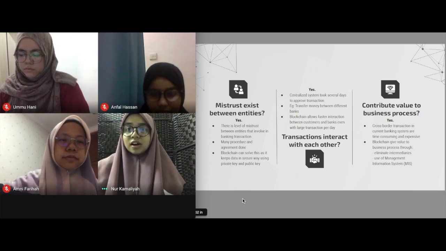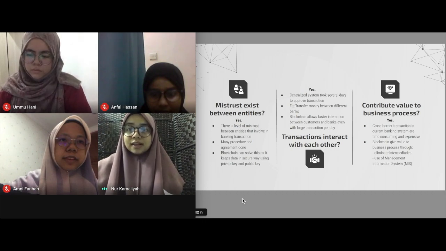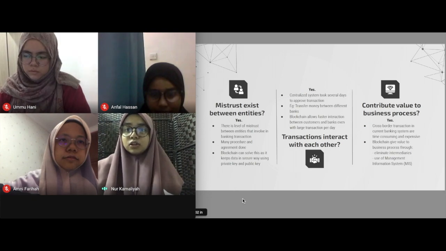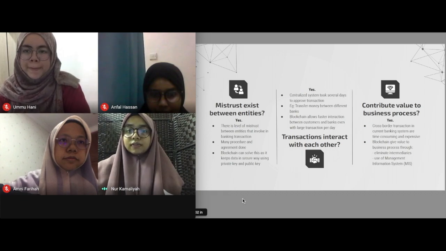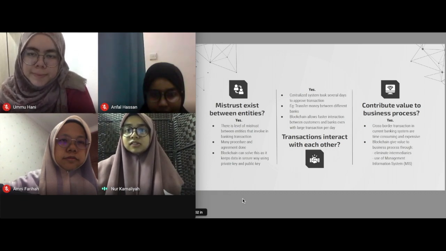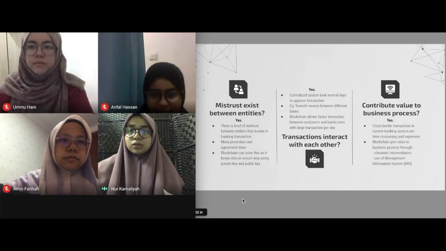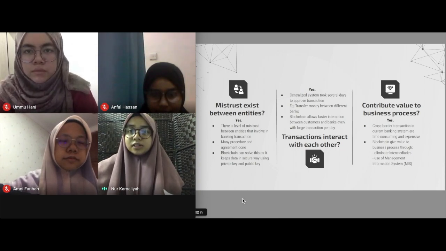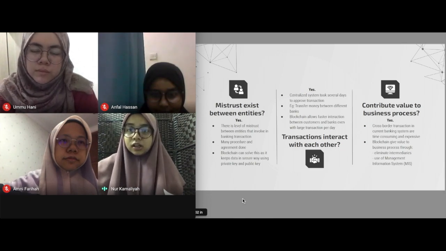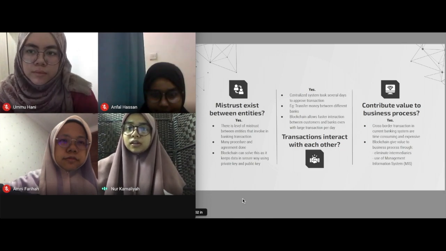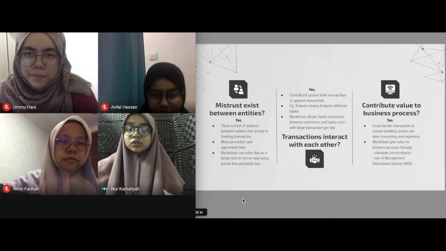Cross-border transactions in the current banking system are time-consuming and expensive. So blockchain comes into the picture to give value to business process through some changes, where blockchain will eliminate the use of intermediaries. The use of intermediaries is the one that makes every process late and slow. So there will be no intermediaries in a decentralized system in blockchain, and blockchain will also enable us to use management information systems for fast-track business operation in financial institutions.